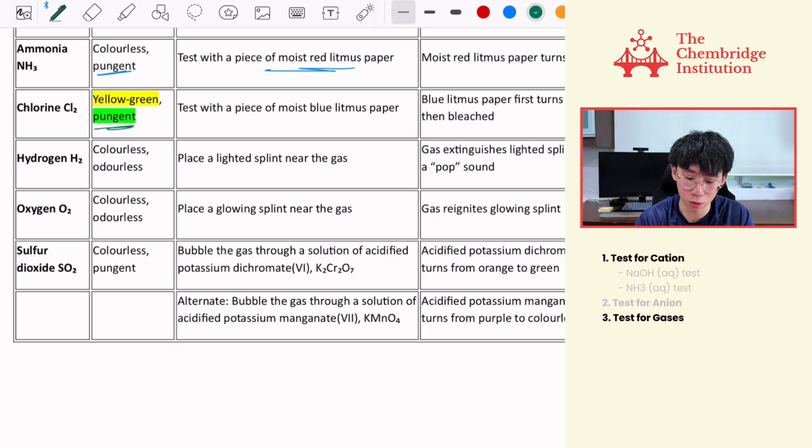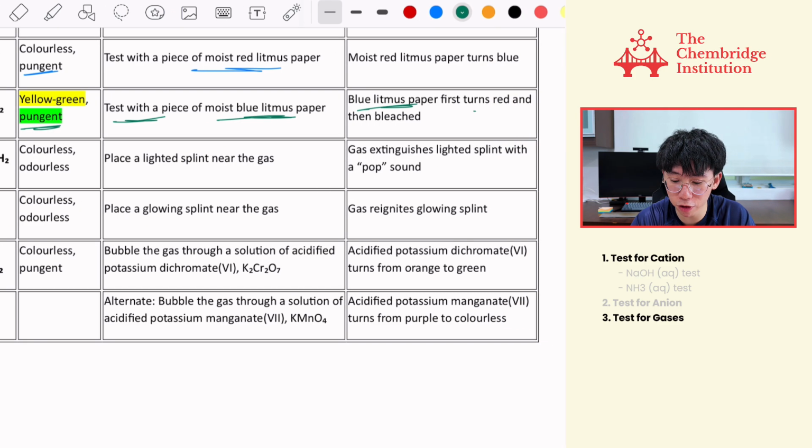And you will test this with a piece of moist blue litmus paper. Your chlorine gas will turn your moist blue litmus paper red first because it's an acidic gas, and then it will bleach it. This is a very important info that you have to digest. Your chlorine gas will actually bleach your moist blue litmus paper.